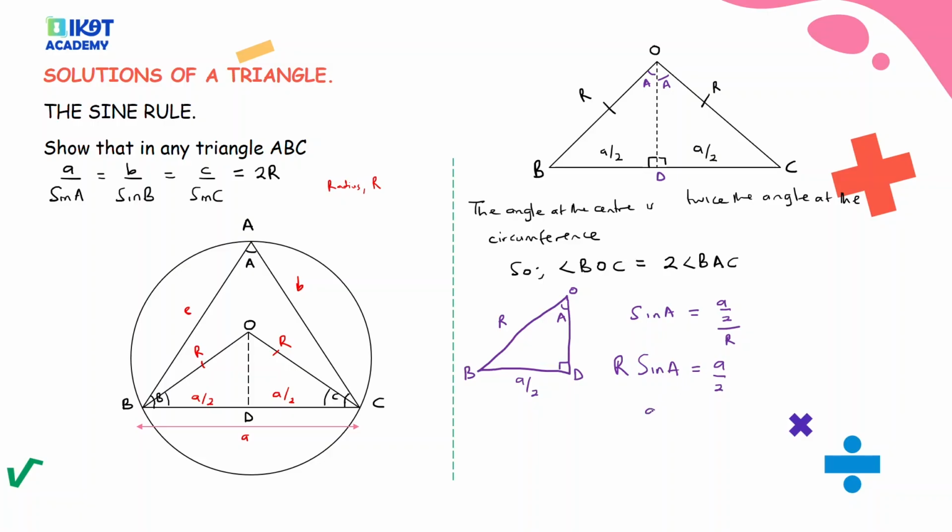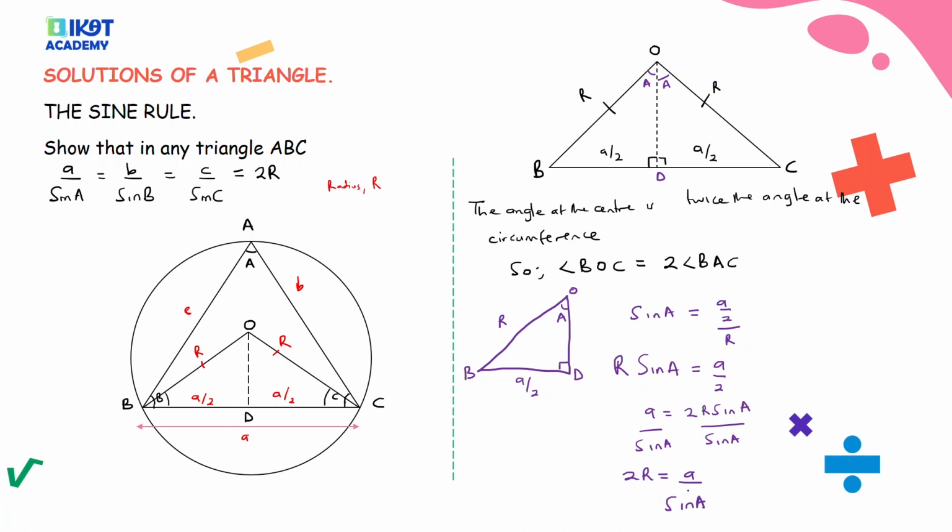So here we get a = 2R sin A. We divide through by sin A, because when you look at our question, it had 2R, meaning 2R has to be made the subject. So here we get 2R = a / sin A.